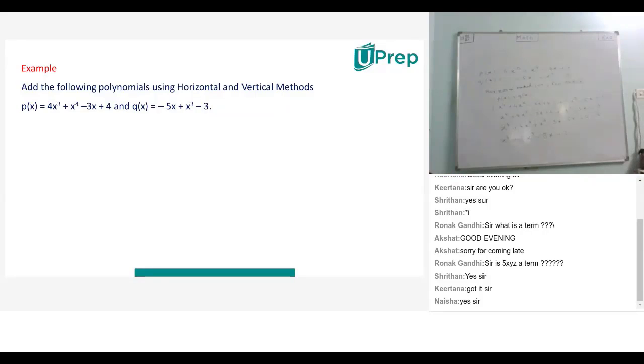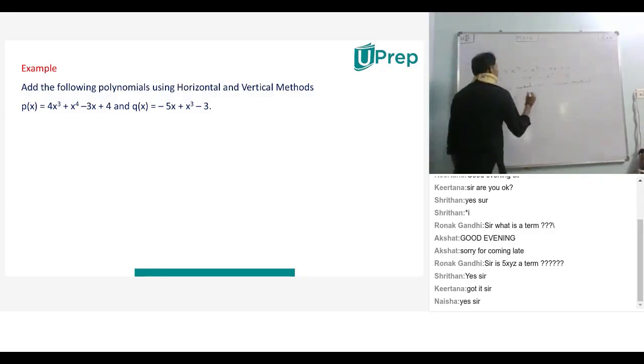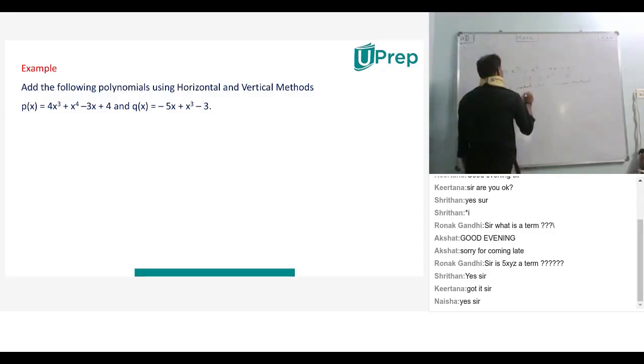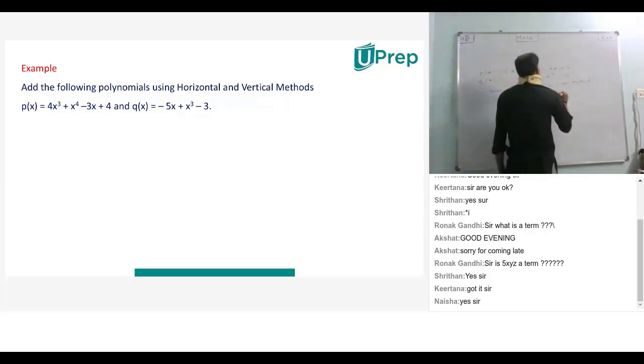Hope you all are done. Yes, sir. Okay. Now let's do the vertical method, that is, the column method. First let us write P of x in ascending order of powers or descending order. Let me go with the descending. So x power 4 plus 4x cube minus 3x plus 4.